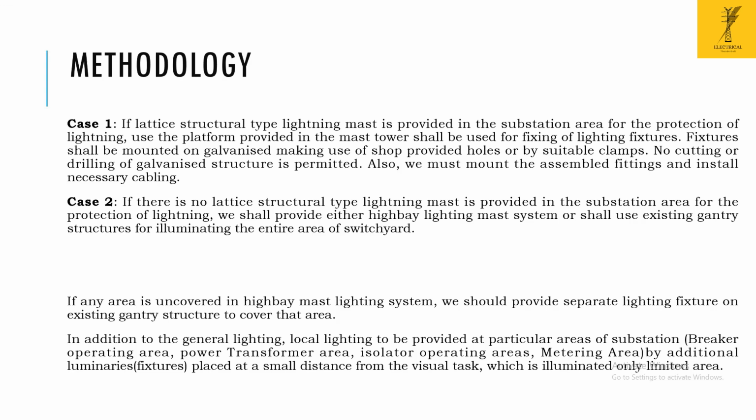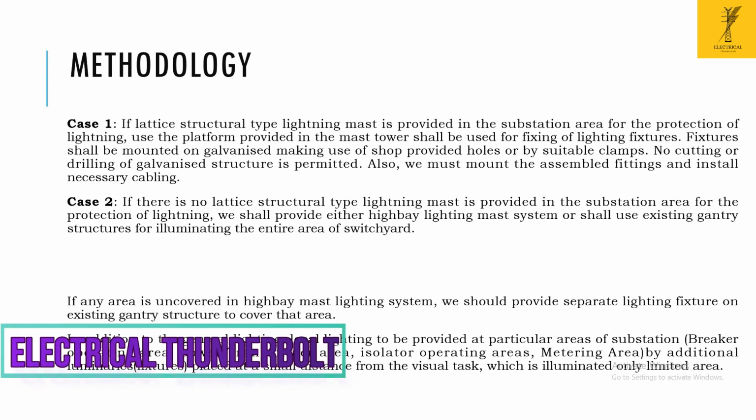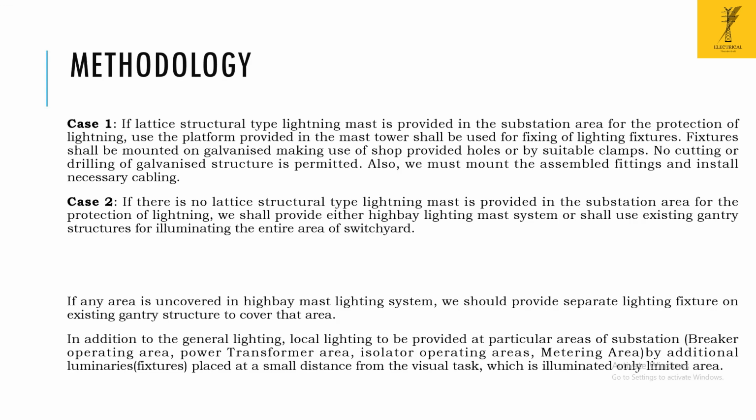So case two, if there is no lattice structure: suppose you are designing the lightning protection for the substation with a shield wire, so obviously you do not have the lattice structure. In that case, you can provide a high bay lighting mast. You can choose floodlight arrangements in the substation, or else you can use existing towers. In the substation we have so many towers for the bus stringing, so you can use those towers and place the luminaires there.